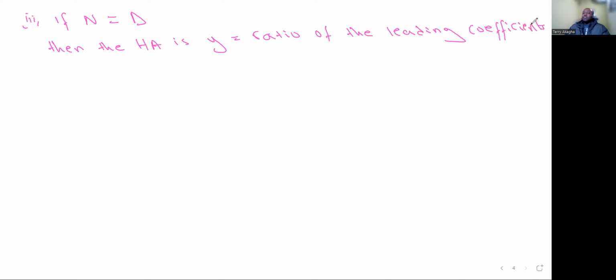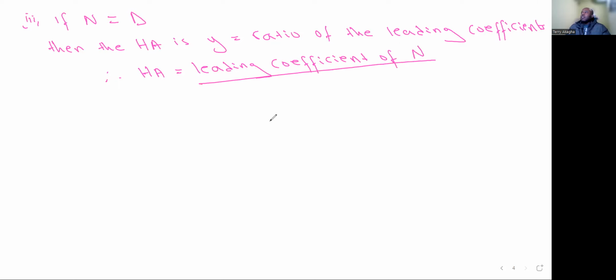I'm going to explain this very soon. So the horizontal asymptote is going to be the leading coefficient of N divided by the leading coefficient of D. Now, some of you might be asking, what do you mean by leading coefficient?